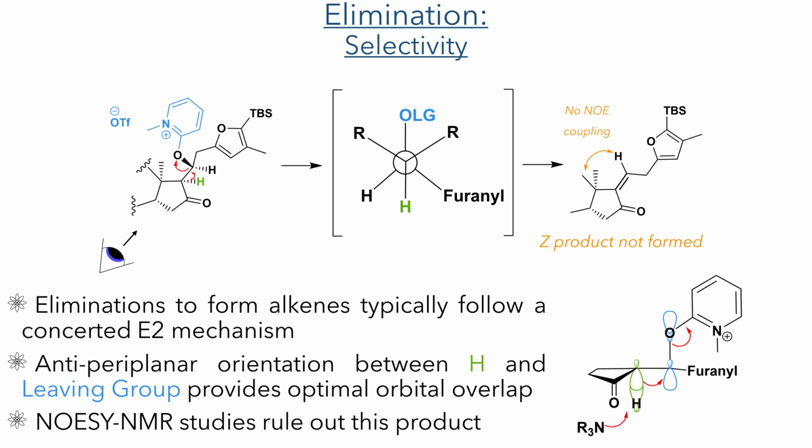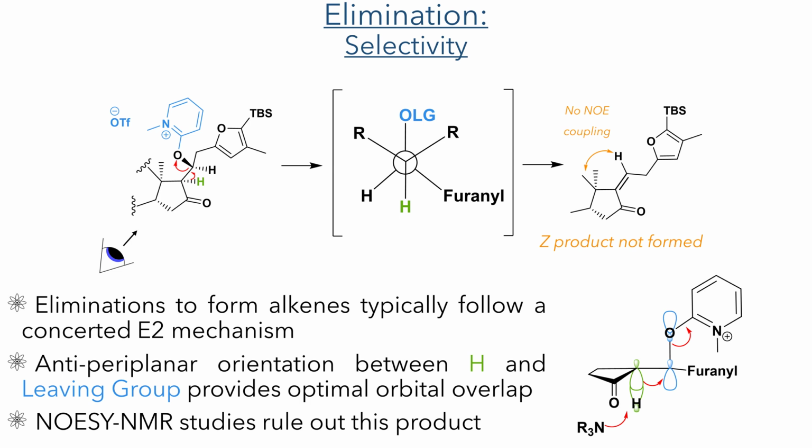Typically, elimination reactions of this type happen through a concerted E2 mechanism, which requires an anti-periplanar relationship between the proton being removed and the leaving group, in this case, the activated oxygen moiety. If this reaction pathway was followed, an alkene with a Z geometry would have been produced. Using NOE NMR studies, this was ruled out. This type of NMR experiment utilizes the nuclear Overhauser effect and allows scientists to see what protons are close together in space.